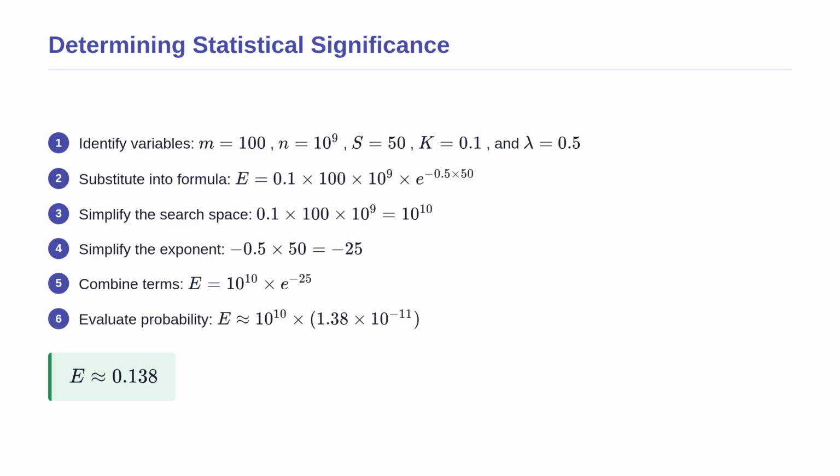We simplify the search space portion by multiplying 0.1 by 100 and then by 1 billion, resulting in 10 billion, or 10 to the power of 10. In the exponent, multiplying negative 0.5 by 50 gives us negative 25. The term e to the negative 25 represents the tiny probability of getting a score of 50 by pure chance. Multiplying our massive search space by this tiny probability gives us a final e-value of approximately 0.138. Physically, this means we expect nearly zero random matches of this quality.